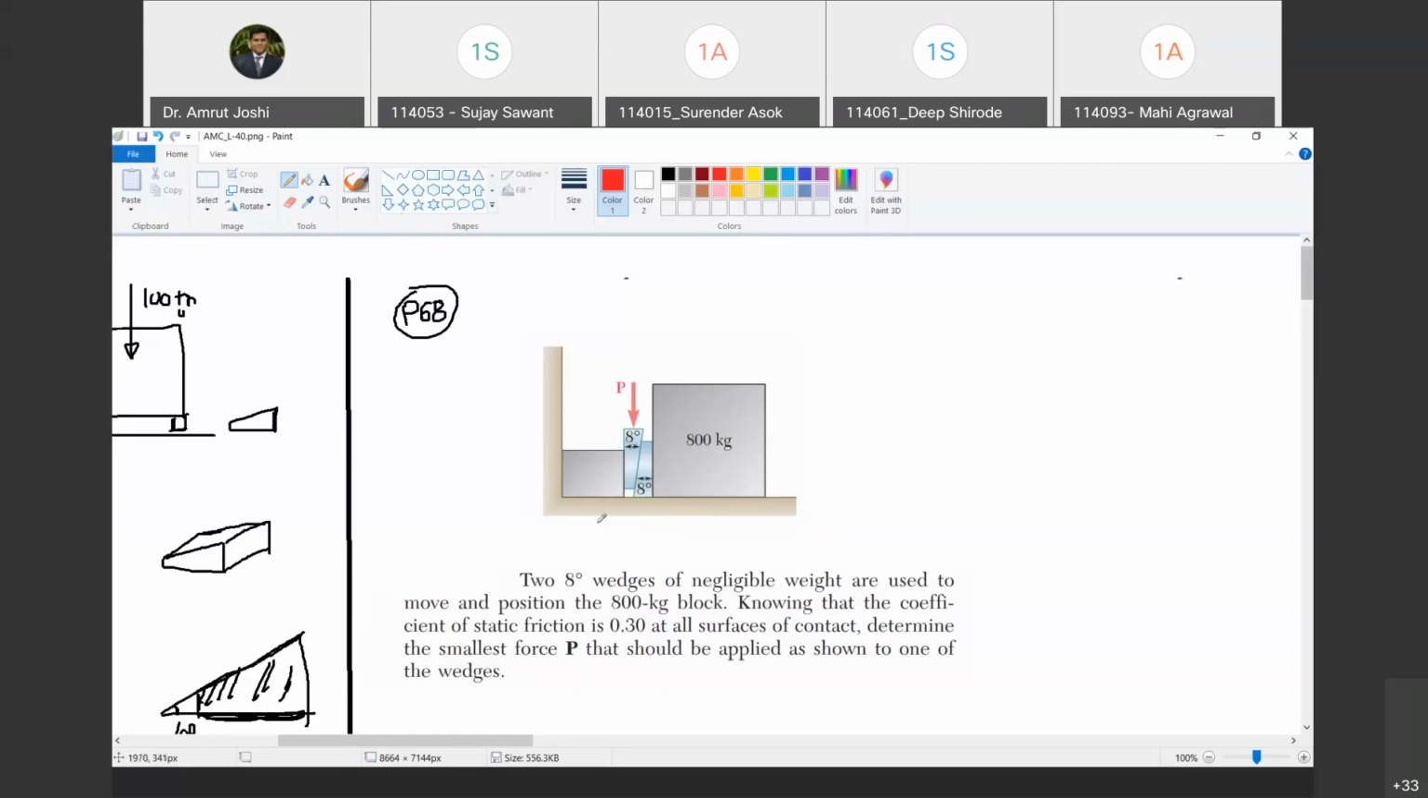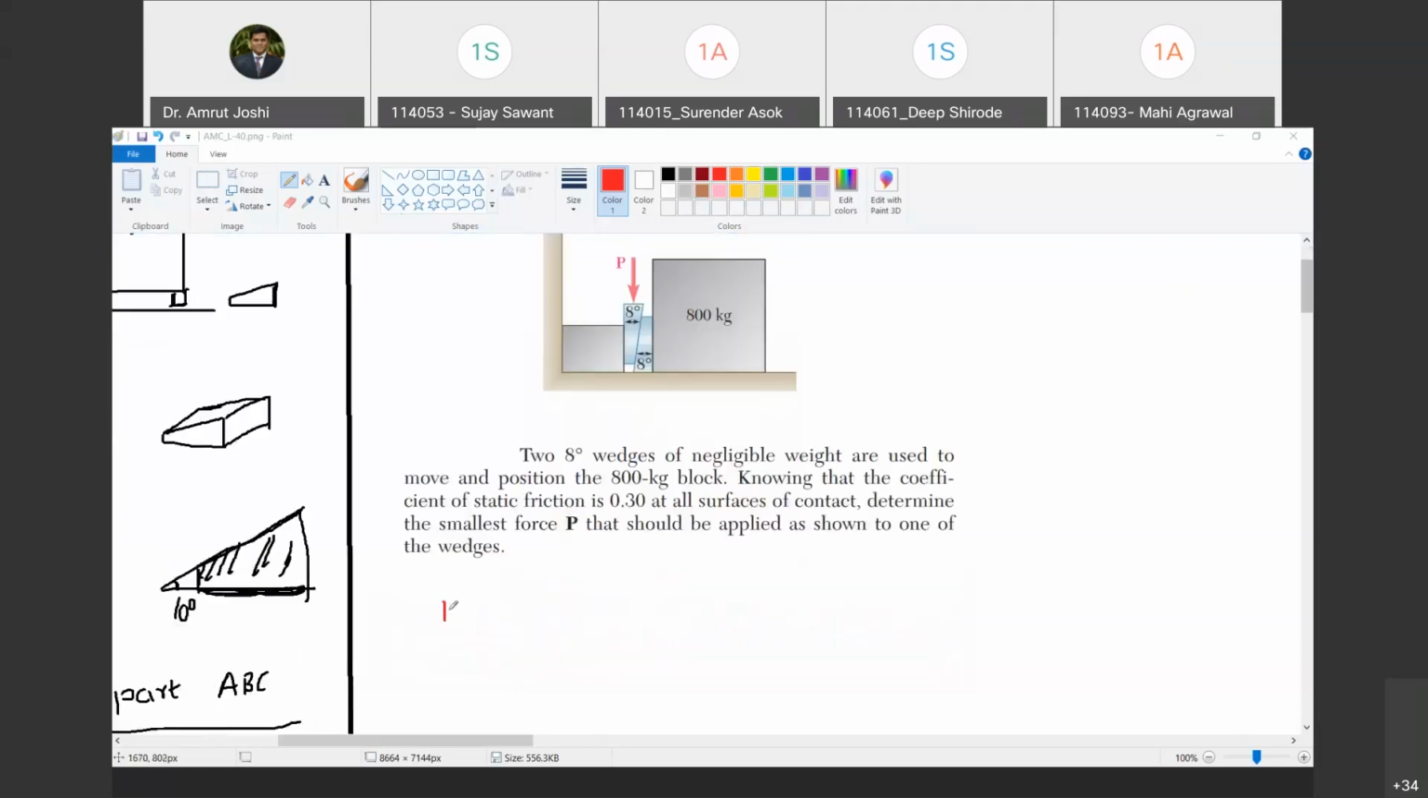Yes, that is what is asked. Now see, this block is fixed and the 800 kg block needs to be moved towards right a bit. Are you with me? Yes, sir. So you need to move this 800 kg block towards right by driving this wedge of 8 degree in. So there are total two wedges. First is this one and another is this one. Do you agree with me? Yes, sir. Now let us start by drawing the free body diagram of this 800 kg block.